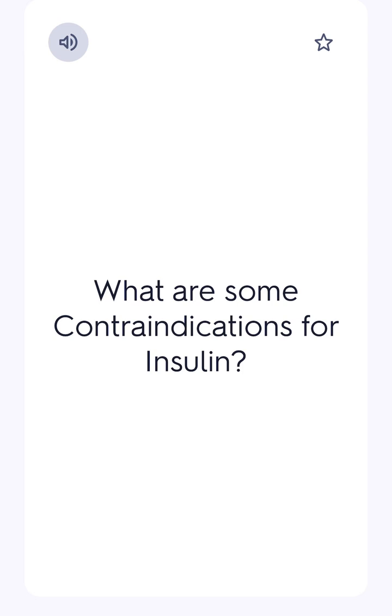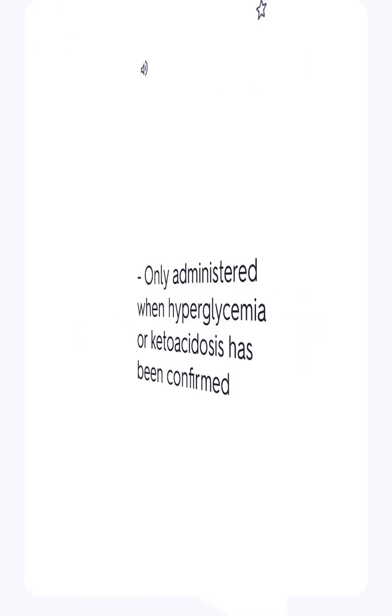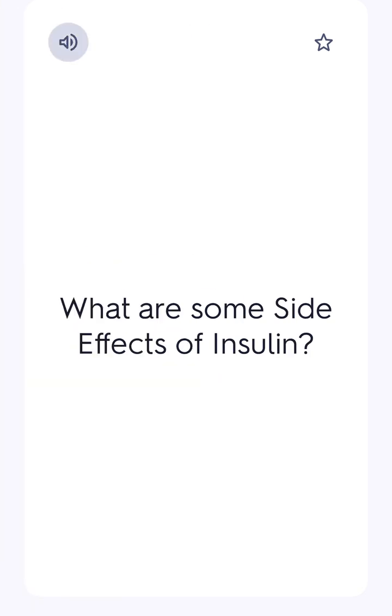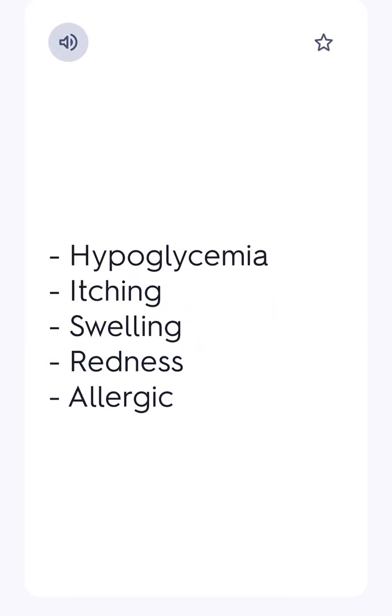What are some contraindications for insulin? Only administered when hyperglycemia or ketoacidosis has been confirmed. What are some side effects of insulin? Hypoglycemia, itching, swelling, redness, allergic.